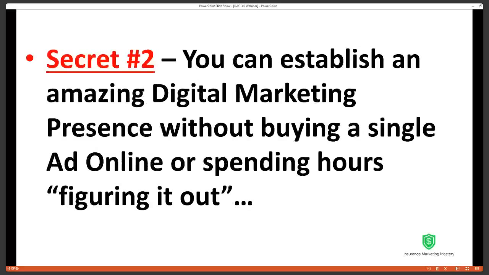So number 2, how can we establish an amazing digital marketing presence without buying a single ad online or spending those hours figuring it out? Once again, you go on Facebook, you're going to see over and over and over how to get your Facebook ads looked at, how to get in front of your prospects with your paid ads. Once again, guys, that's great for the person selling a widget. Okay, that's awesome. And actually for my business, not bad either.